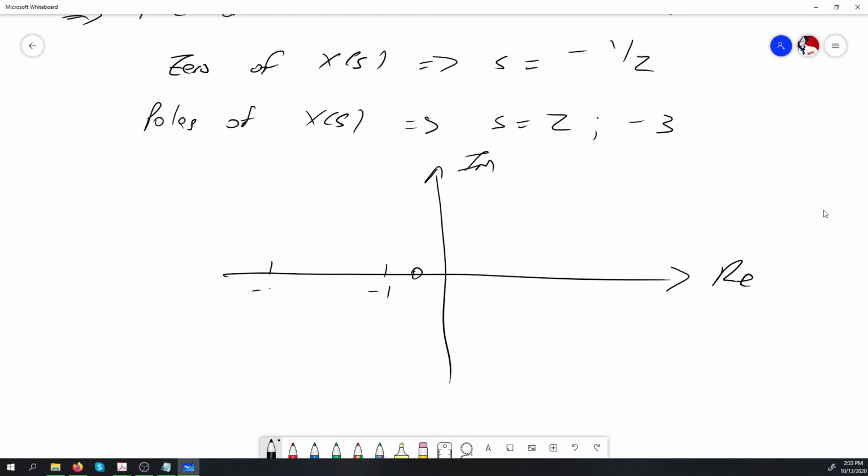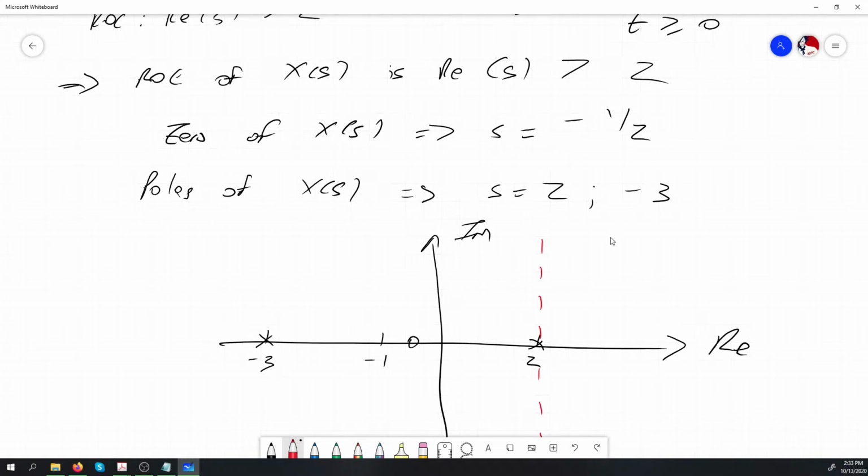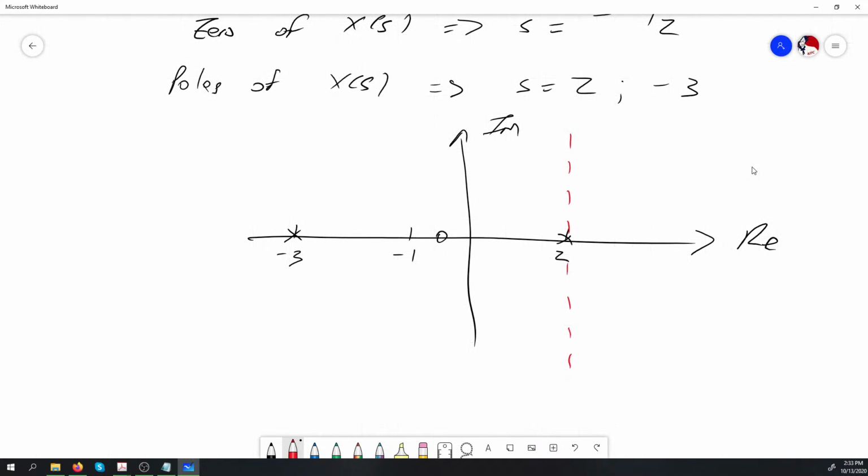And so we had minus 3; that would be one of our poles. This here will be at 2; that'll be our next pole. And for the entire system, because we say that the region of convergence is for the real part of s being more than 2, it's going to be everything on the right hand side in our pole zero plot.